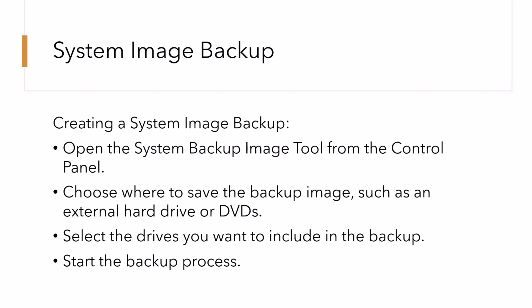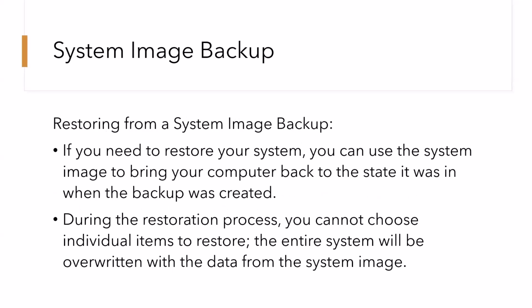You will create a system backup by opening the System Image Backup tool from the Control Panel. Choose where to save the backup image, such as an external hard drive or DVD. Select the drives you want to include in the backup and start the backup process.